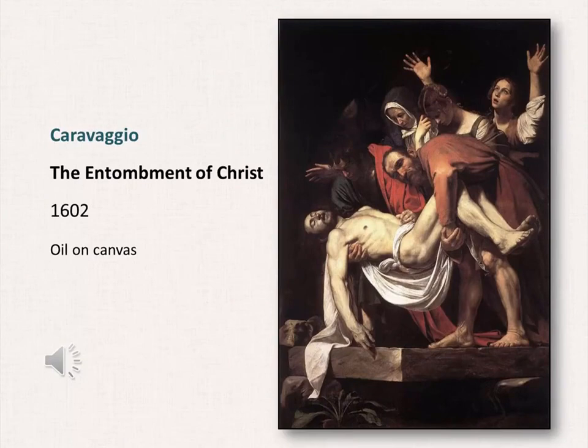Chiaroscuro is the name given to the use of strong contrasts between light and dark. It is a technique that gives a sense of volume and solidness in three-dimensional objects and figures, and adds realism to paintings. Here it is being used to full effect by Caravaggio. The painting was originally an altarpiece. Today it can be seen in the Vatican Pinacoteca.